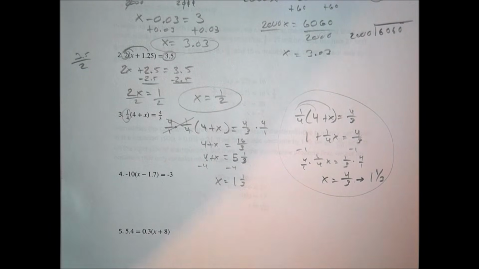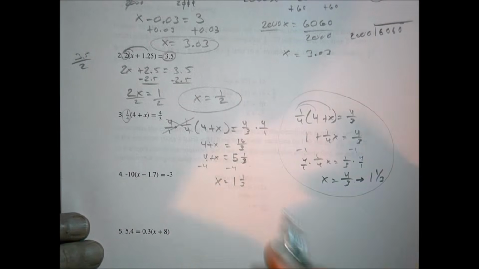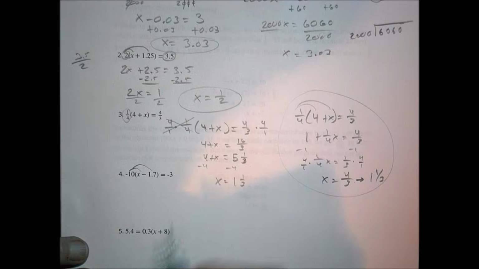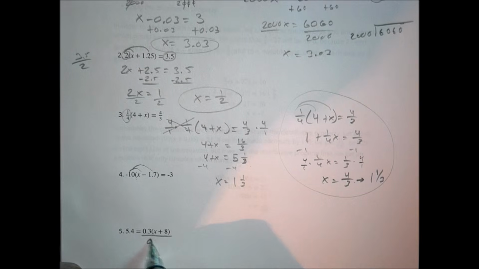For this one here, I think for me, I would go ahead and distribute so that I can get rid of that decimal. 10 times a decimal number, I can get that to be a regular, good old 17. On this one here, I would probably divide both sides by 0.3 so that I can have 5.4 divided by 0.3 equal to a nice number like 18. Just works out a little nicer there.